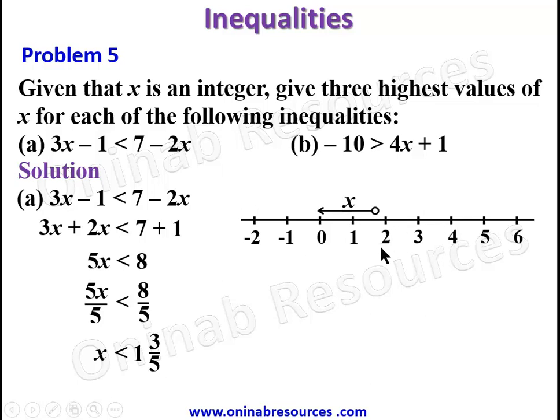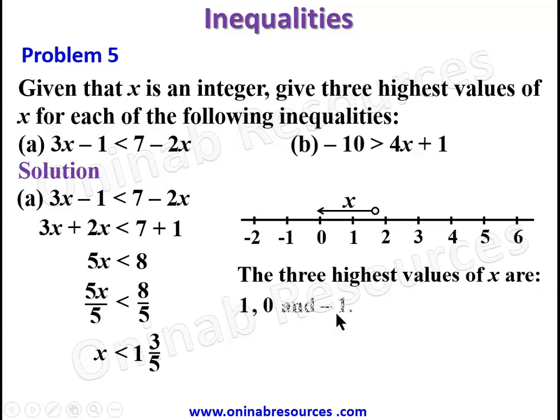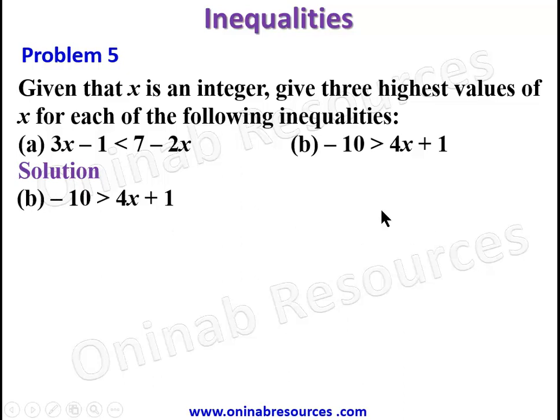So we now collect the first 3 integer values of x here, so that the three highest values of x are 1, 0 and -1. That is the solution of problem 5a. We go to 5b. For 5b, we have -10 greater than 4x plus 1.